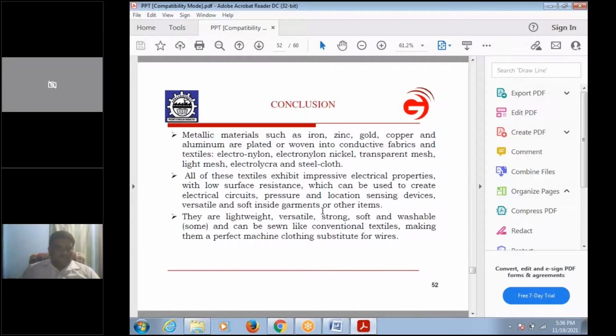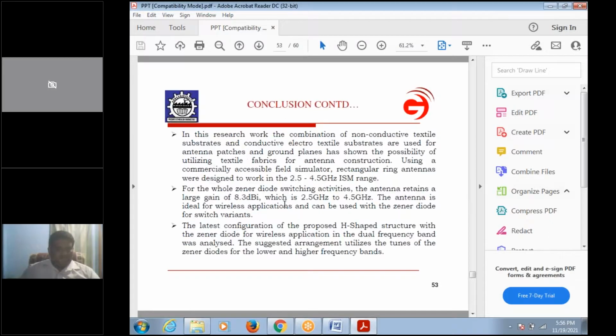Now, the conclusion of my work. We can use textile materials, electro nylon, steel cloth also. They have low surface resistance also. Inside the carbon, other items also. This is lightweight, strong, and possibly easily cut by conventional tools. In this system, normally 2.5 GHz, and normally a lot of structure, VSWR, all of the parameters also discussed.